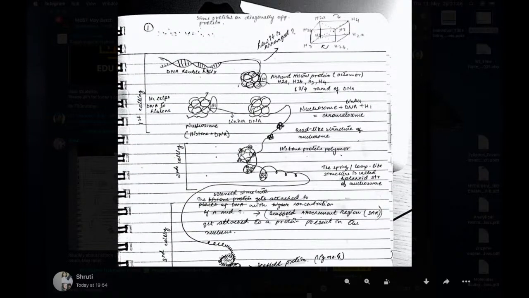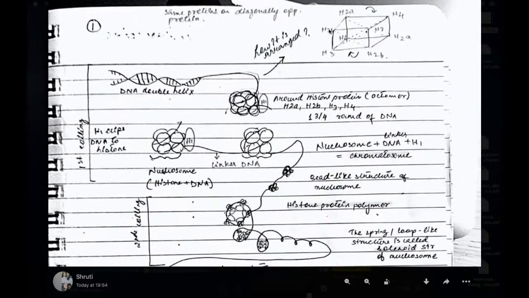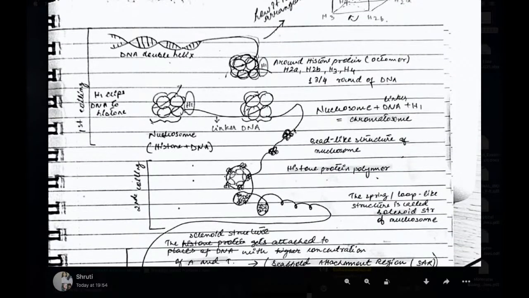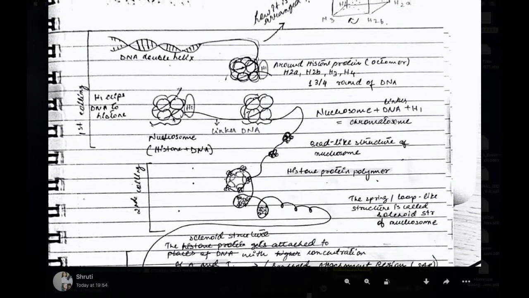Very nice. DNA double helix around histone proteins H2A, H2B, H3, H4. So it's a 3/4 round of DNA. Very nice, this is how they are arranged. You can see in this box that we have seen in that diagram. Very nice, I like your diagram a lot. It basically shows that you have understood the concept. Only a person who has understood the concept could draw things like this. I'm liking this diagram a lot.